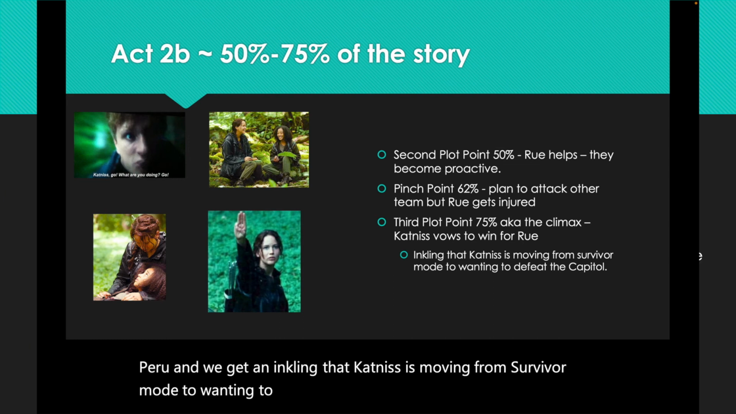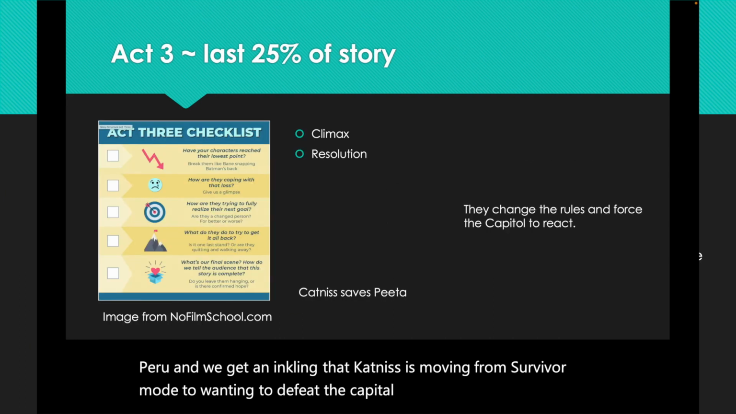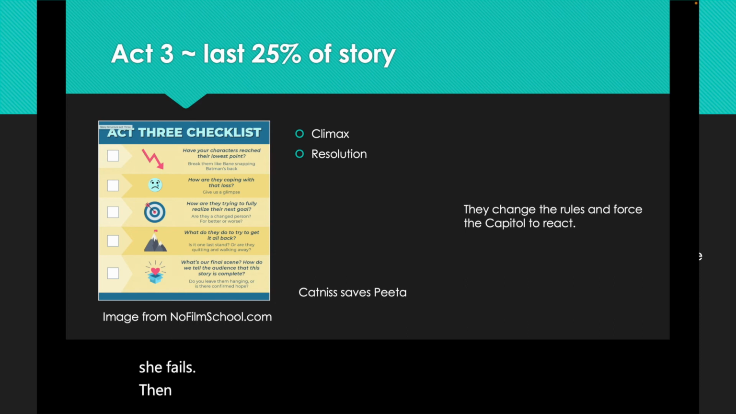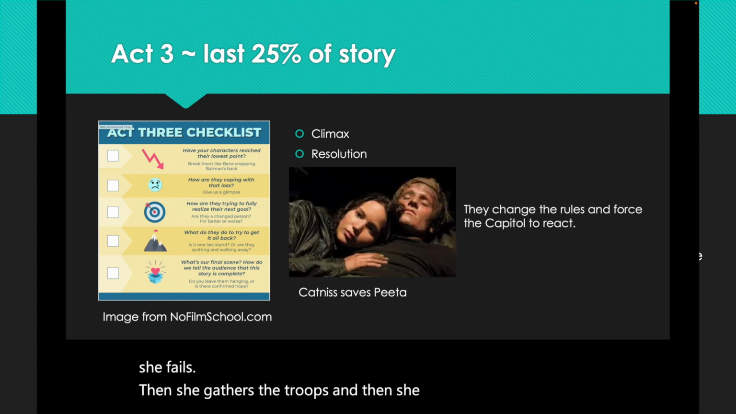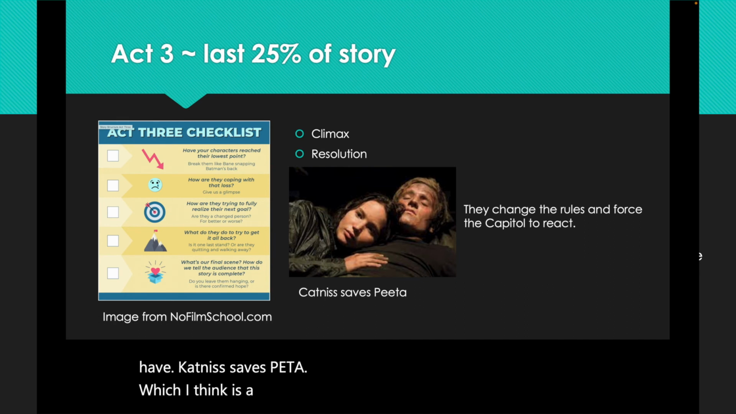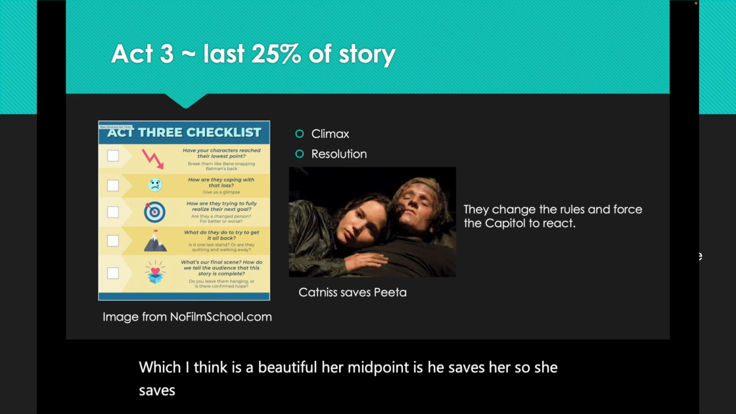All right, the third act, the end of our story. You've got the climax and the resolution. Remember, she fails. Then she gathers the troops, and then she tries again. So here we have Katniss saves Peeta, which I think is a beautiful, her midpoint is he saves her, so she saves him. And they start to play against the Capitol.